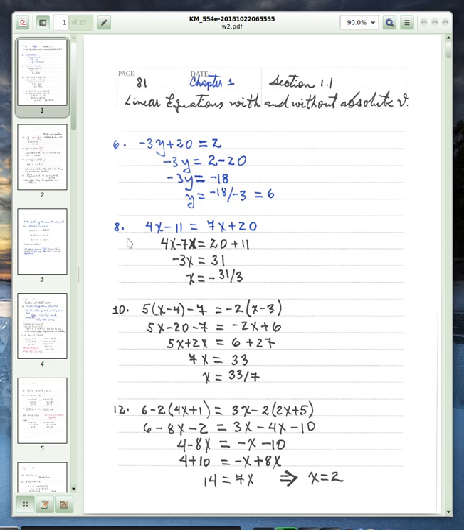Okay. Question 8. We have 4x minus 11 equals 7x plus 20. Well, here we have x in two different places. What do we do? Well, first of all, we must put all terms containing variable x on one side. We can either put them on the right side or the left side, it doesn't matter. In this case, we are moving 7x to the left, right?